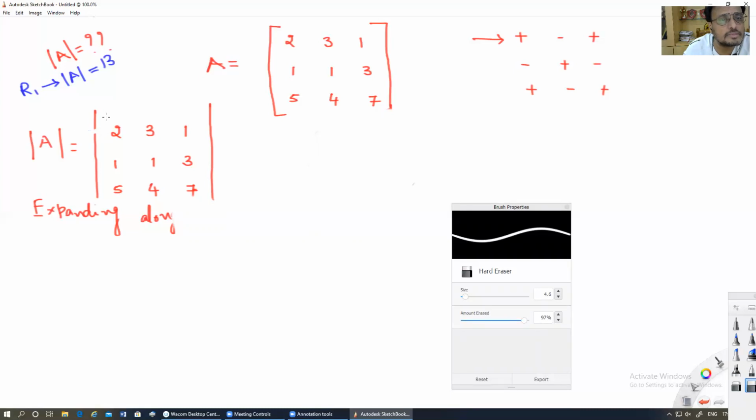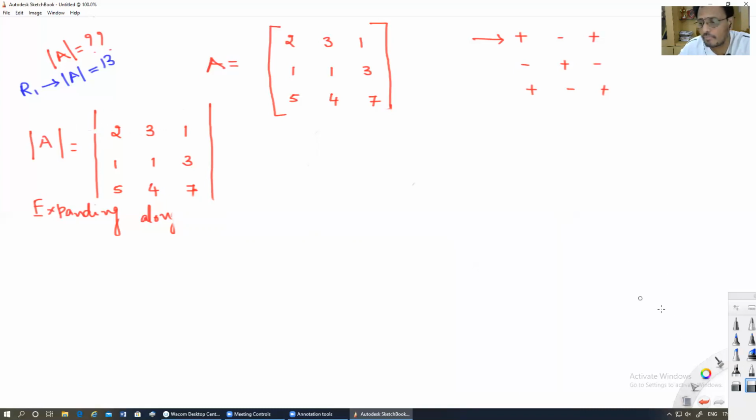First row is completed now. Now expanding along, you choose one more. Whatever it may be, row 1 is completed now. Row 1, row 2, or I'll go for column 3. Expanding along column 3. Column 3 I'm going to use.